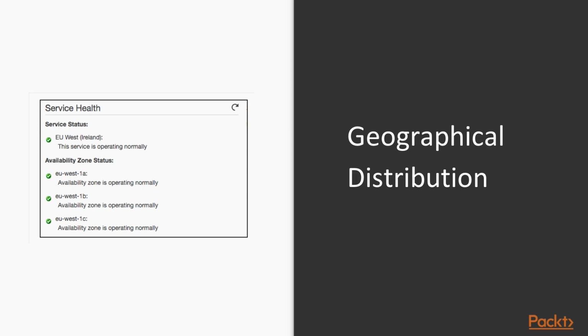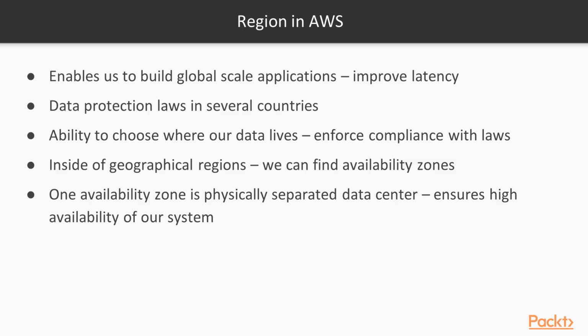AWS provides you with different data centers in different regions, such as Europe, Asia, and the US. As an example, let's take EU West, which has 3 different availability zones. The concept of region in AWS is basically a geographical area where the AWS data center lives. It enables us to build global-scale applications that serve the traffic from the closest data center in order to improve latency. Another very good reason for geographical distribution is the data protection laws in several countries. By being able to choose where our data lives, we can enforce the compliance with the laws.